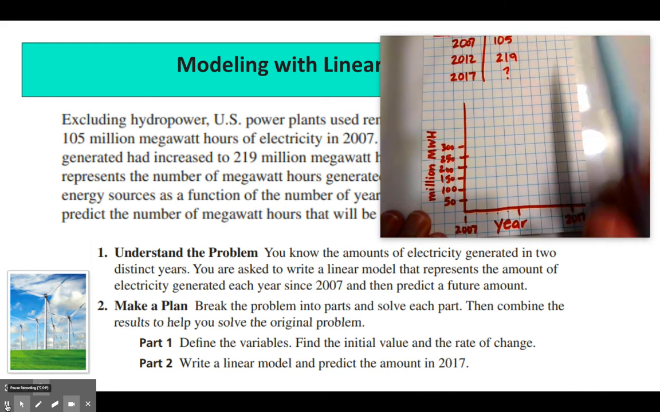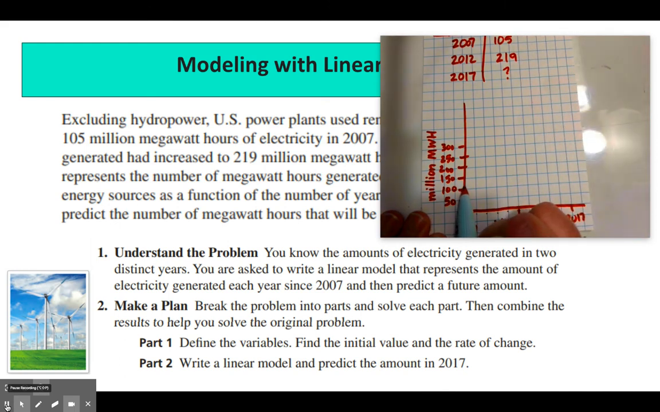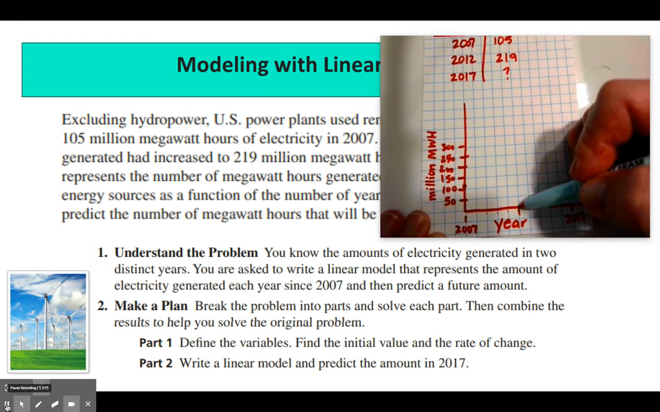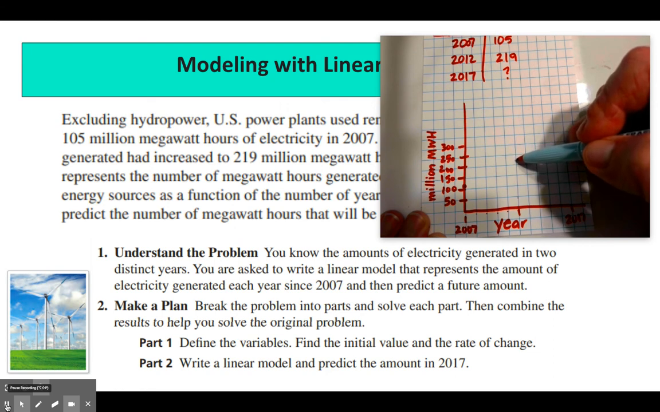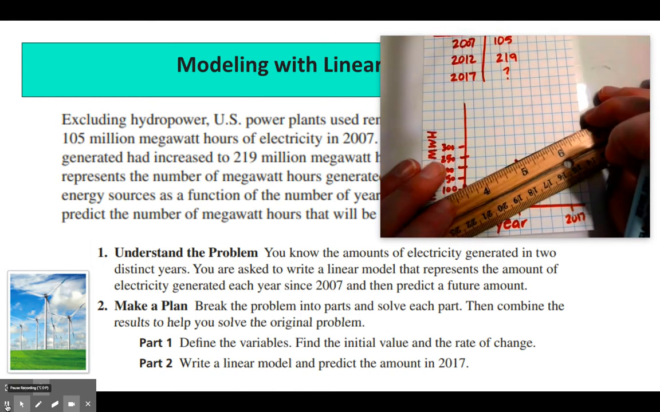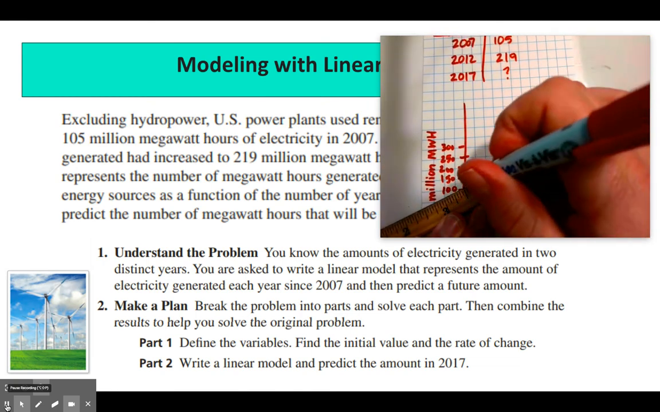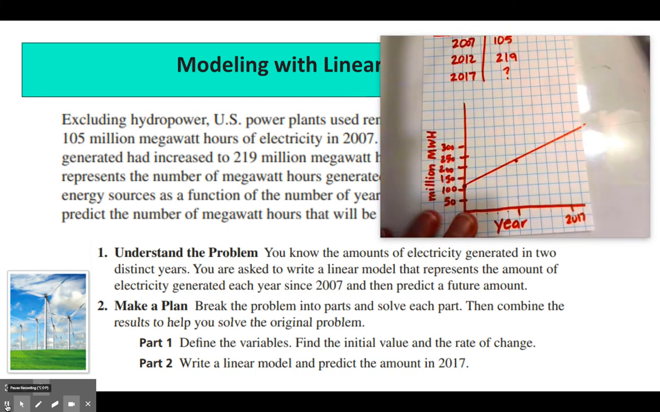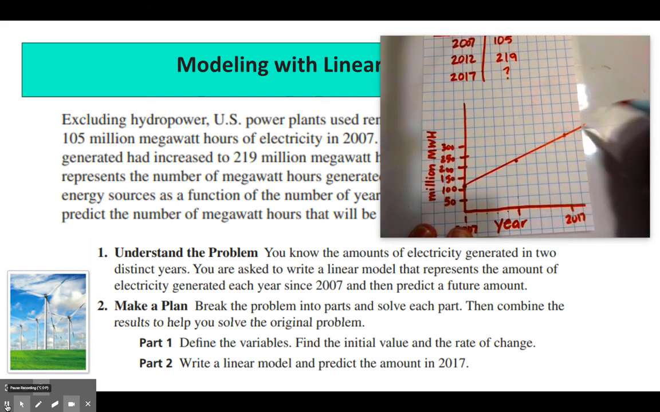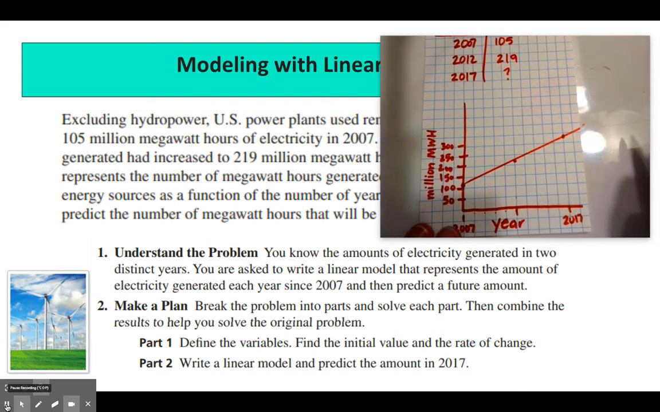We know where we started was at 105 megawatt hours. So in 2007, we were at 105 million megawatt hours. In 2012, we were at 219. So this would be 5 years later, and 219 is going to be about right there. If we were to connect those dots, we could use our graph to predict where more or less we would be in 2017. So we're estimating somewhere upwards of 300 million megawatt hours.